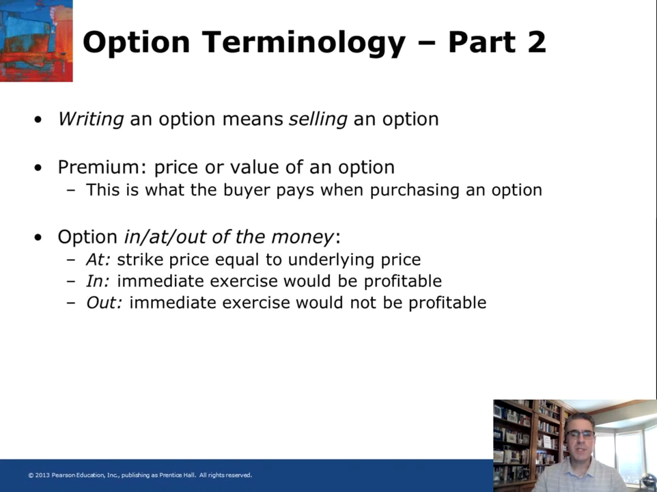If exercising the option immediately would be profitable to the buyer, then the option is considered to be in the money. For example, if you're holding a call option with a strike price of 100 and the underlying asset price is 110, immediate exercise, whether it's permitted or not, would get you a $10 payment, and so you are currently in the money. Conversely, if exercising the option would not be profitable to the buyer, then the option is considered to be out of the money.